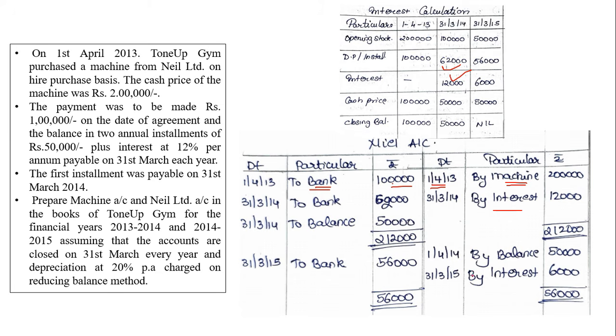Okay, again on 31st March, there was a payment of 56,000 and the interest charge was 6,000. So by interest, to bank, tally. Since this was the last year, and they only asked you to find for 2 years, your account got tallied at 56,000 on either side. Okay, so this is how you had to solve the sum based on hire purchase where the written down value method or reducing balance method was asked.